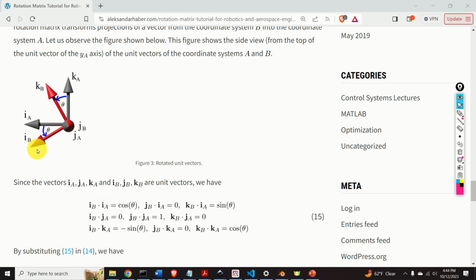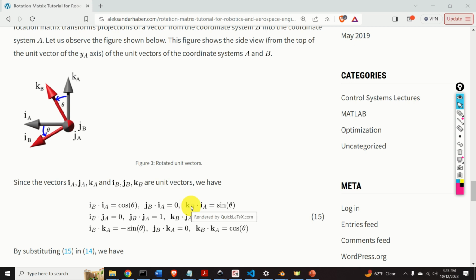And let us observe this figure. We have IA and we have IB, and the angle is theta. They're the unit vectors, and the result is cosinus theta. Over here, we obtain that scalar multiplication of JB and IA produces 0. This is because JB and IA are perpendicular, and consequently their scalar product is equal to 0.